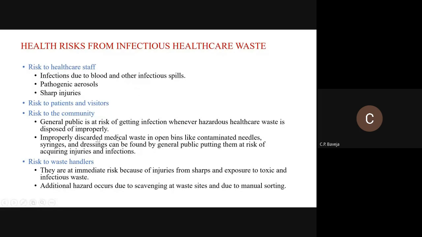Ideally, infectious waste should be treated first and then disposed of, to make it non-infectious. Improperly discarded medical waste in open bins, like contaminated needles, syringes, dressings, all of which are infectious waste, should not be discarded in open bins. In open bins in public, the general public comes in contact and is at risk of injuries and infections. So in general public open bins, it should not be thrown out.